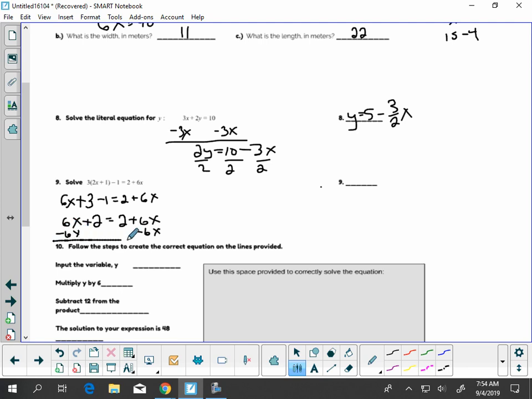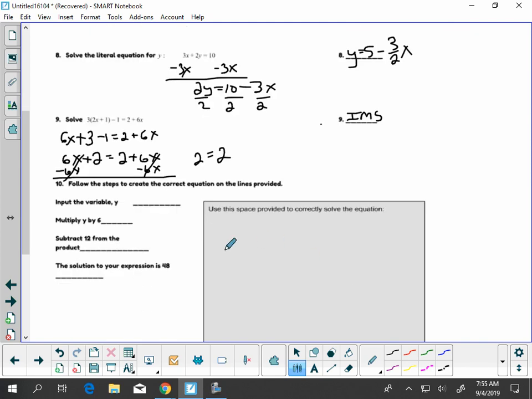And what happens, my x's cancel out, and I'm left with 2 equals 2. I can subtract 2 and get 0 equals 0, but that's still true. So this is infinitely many solutions. Infinitely many solutions.